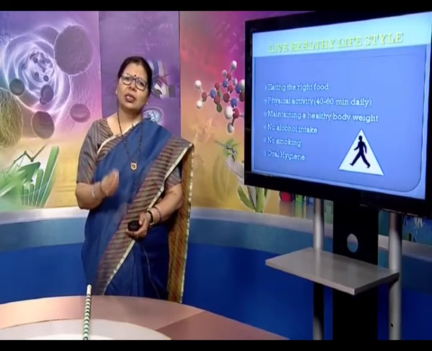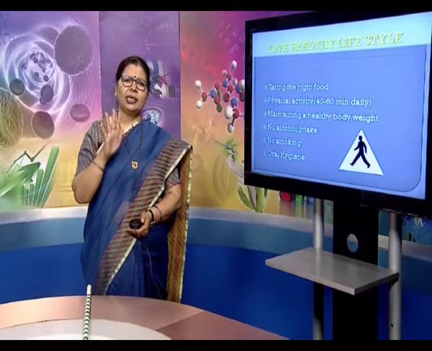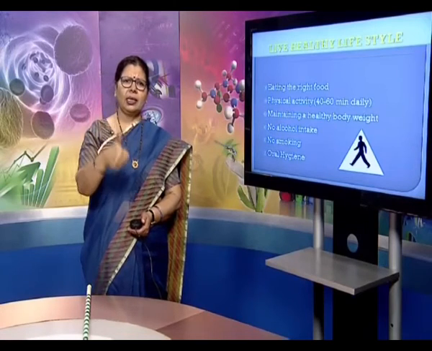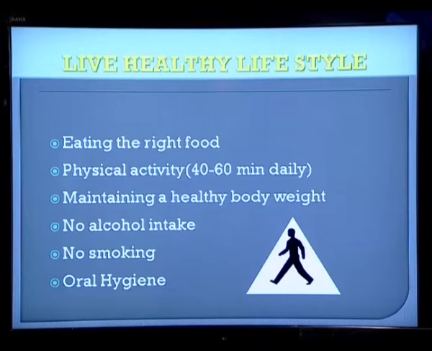Simple things. You just live a very healthy lifestyle. What can you do? Only 6 things. Eat the right kind of food at the right amount and right time. Next is physical activity. At least 40 to 60 minutes of daily exercise or vigorous physical activity is necessary, and that should be other than your regular work. That will help you to be a healthy and very productive person.